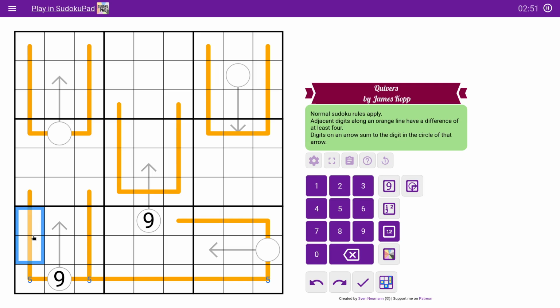Okay, because 8, 7, and 6, we know they're not here. You can't have a pair of such digits touching each other in orange line, and you can't have a pair of them adding up to 9. So in some order, we have 8, 7, 6. Something like that. But that means none of these can be 5. So certainly this is not 5. One of these is 1. If this is a 5, we have 1 and 1 here.